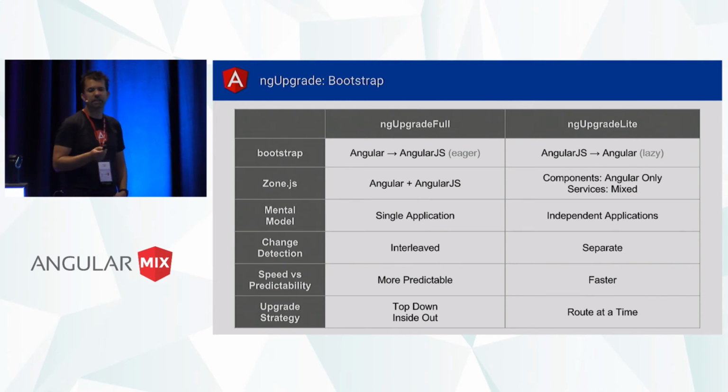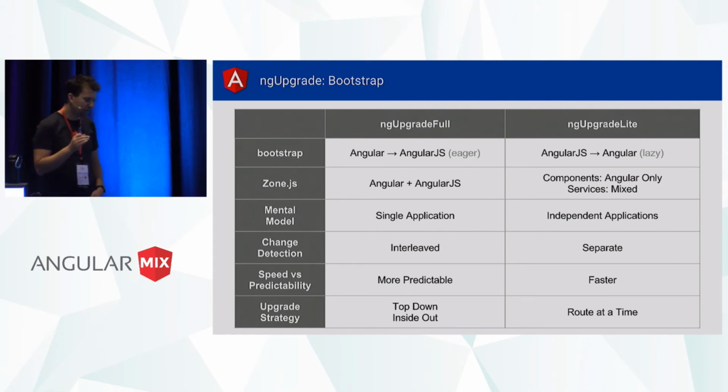And so by doing things lazily, you give better experience to the user. So from a zones perspective, in the full mode, both Angular and AngularJS run in the zone, whereas in the ngUpgrade Lite mode, only the Angular components run in the zone. And the services run kind of in the mixed mode, depending on who invoked them, whether they get invoked from AngularJS or from Angular itself.